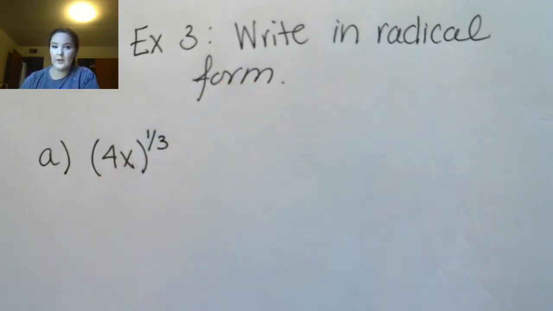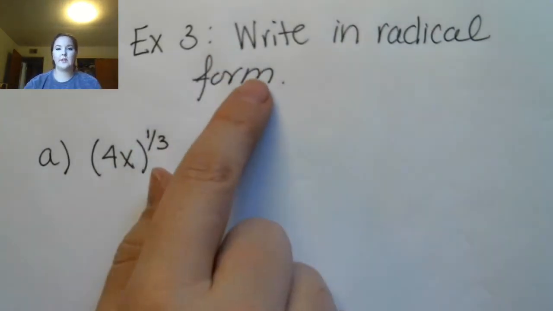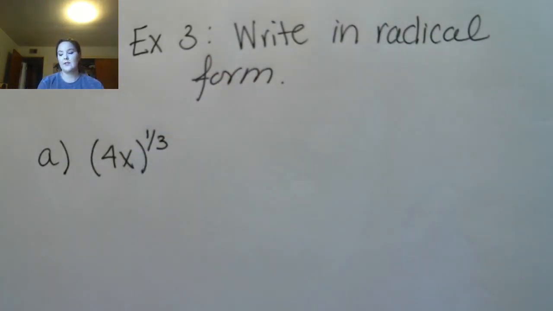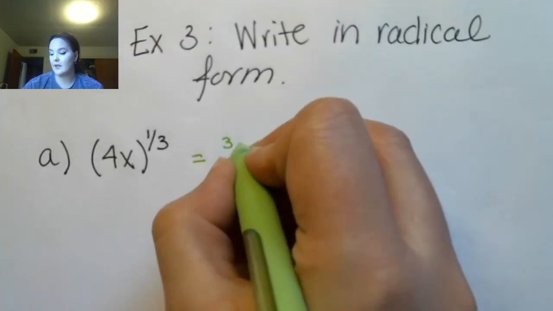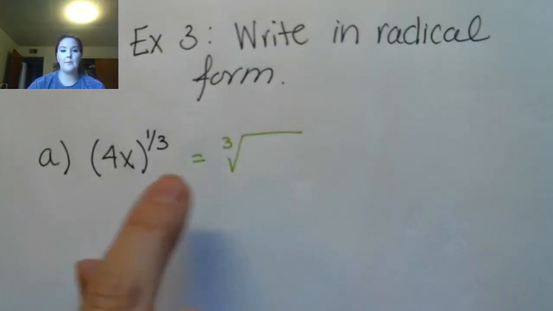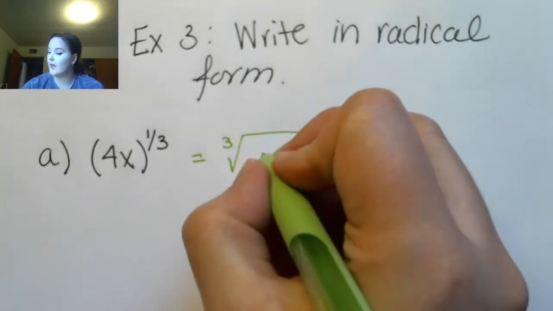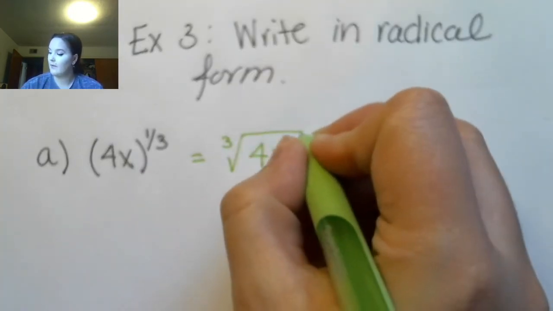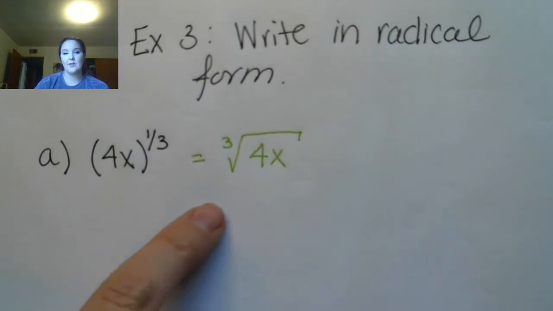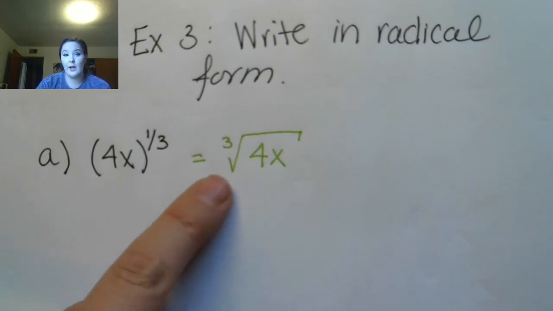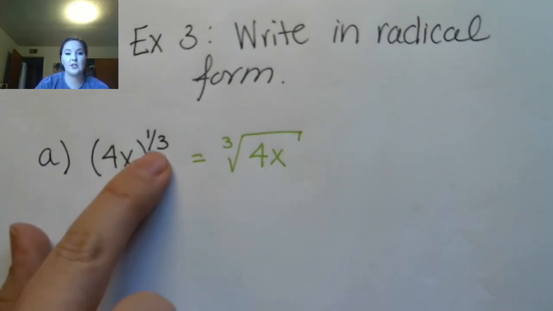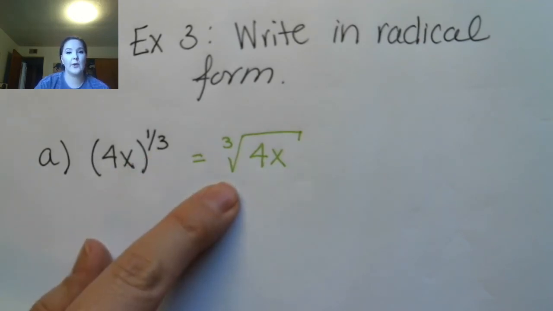So all we're asked to do here, it says write in radical form, is take this thing that's written with an exponent and change it to be written with a radical. So we know that the denominator becomes the index, and the base is going to become the radicand. We're not asked to do anything else here. There's no reason to simplify this or do any other steps. They just want you to change it from having an exponent to showing it with a radical.